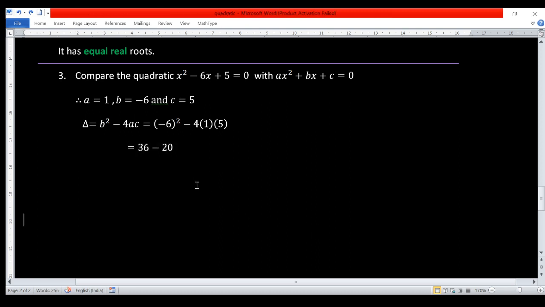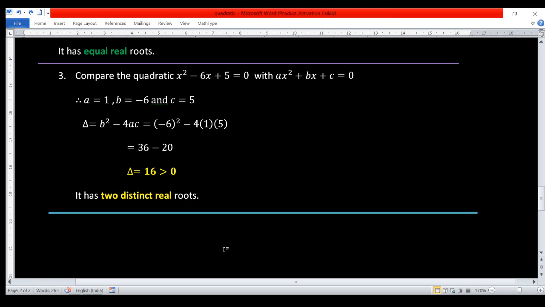Substitute and multiply. Minus 6 whole square is 36. Minus 4 fives are 20. So 36 minus 20 is 16. 16 is greater than 0. Greater than 0 means yellow. So it has two distinct real roots.